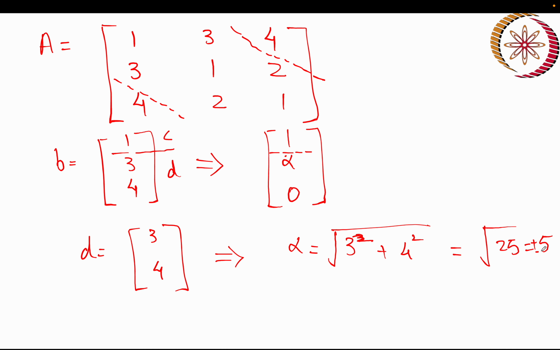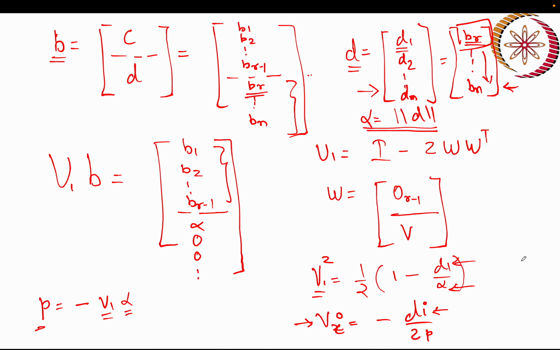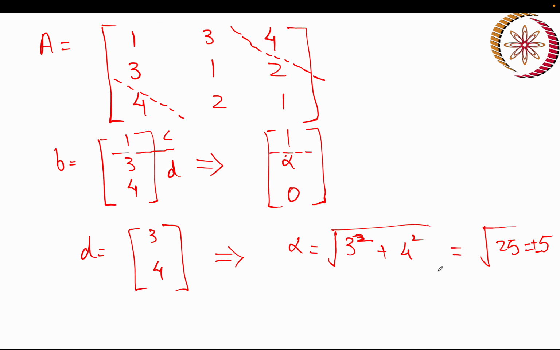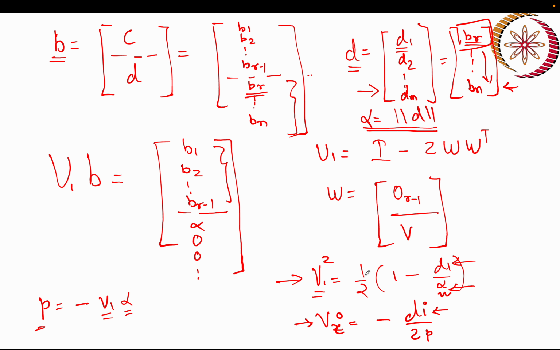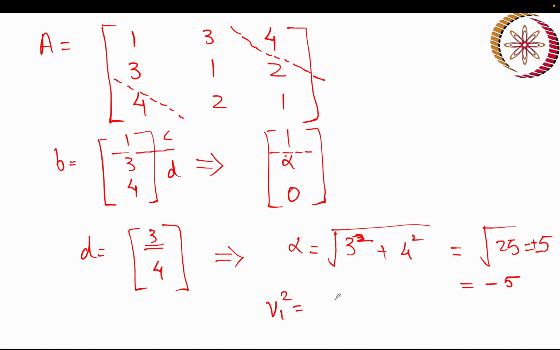Okay, now it can be plus or minus, so that sign we will decide based on the d value. You can see that this alpha value was there, and in order to maximize this v1, we have decided that we will take the sign of alpha opposite to d1. So d1 is 3, so for the alpha value we will choose the opposite sign, which is minus 5. Okay, so that is fine. Then we'll find out v1 square is equal to half 1 minus d1 by alpha.